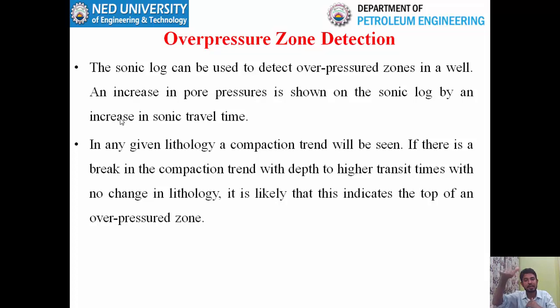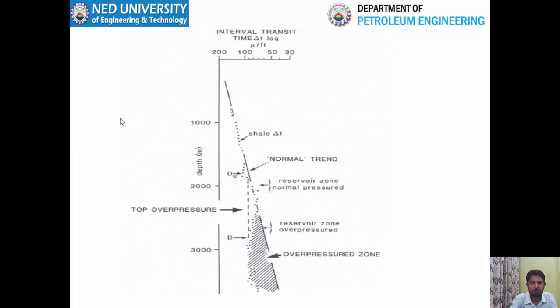And when you have a break in this trend, which means at a certain depth, instead of decreasing travel time, the travel time has increased, this break in trend indicates that you have the overpressure zone. So that can be seen from this response, that in general compaction, with depth the transit time is decreasing, because porosity is decreasing. So with decrease in porosity, the transit time decreases.